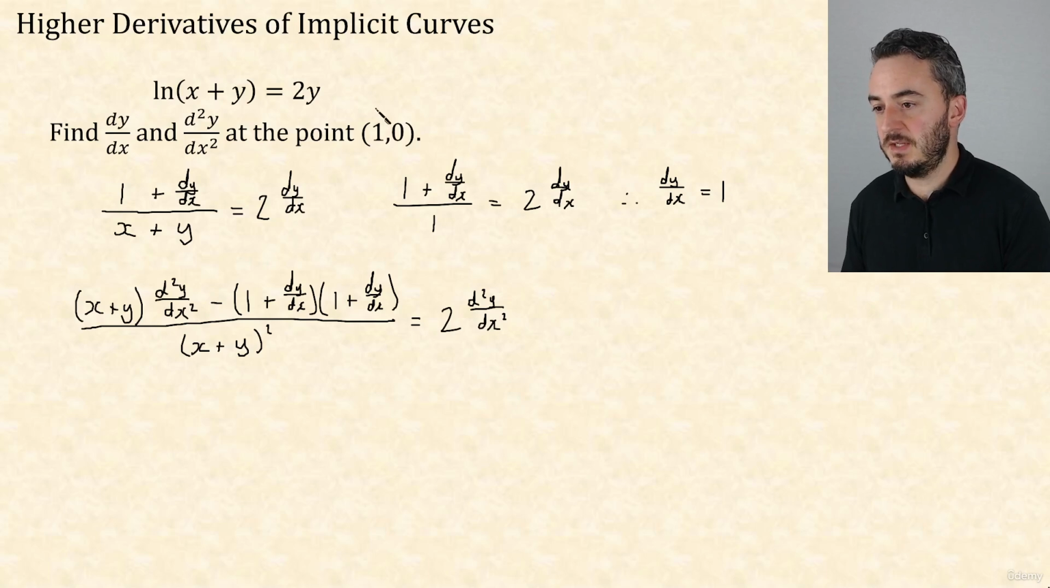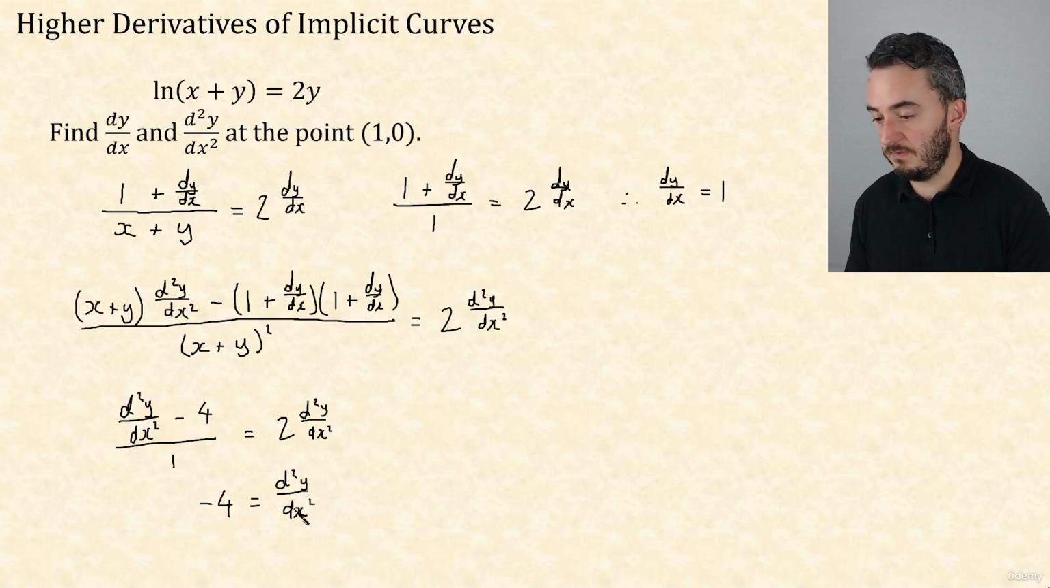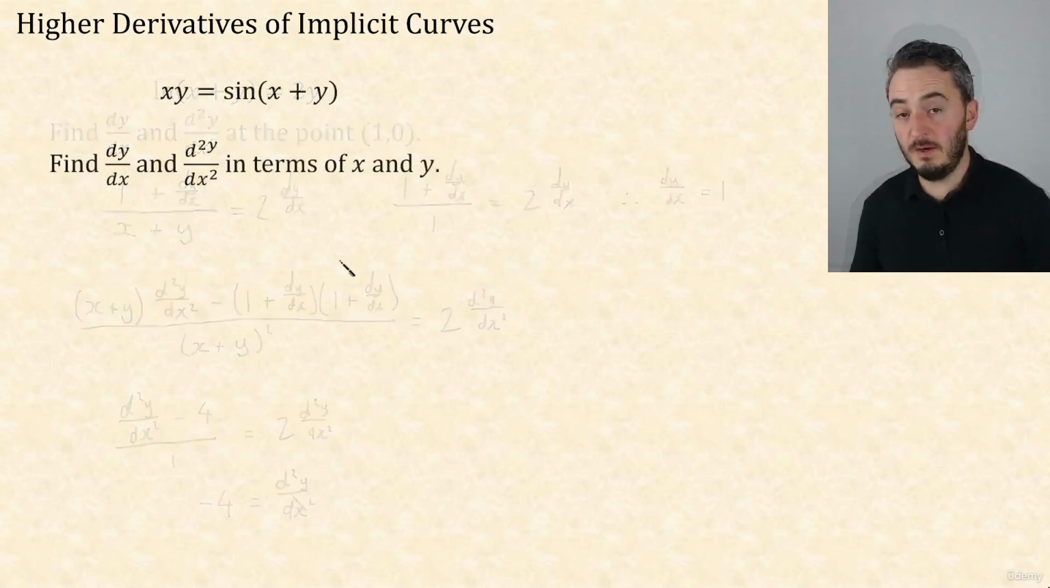Now, differentiating this side, that's just 2 times the second derivative. So I can now sub in x = 1, y = 0, dy/dx = 1. So what is that? That's 1 + 0, so it's just the second derivative here, d²y/dx², minus. Now, what is 1 + dy/dx? That's 2. So that is 2 times 2, that's 4, so over 4. x + y is 1, so that's just 1, and that equals 2 times the second derivative. So subtracting d²y/dx² from both sides, I've got minus 4 equals the second derivative. So there we have the value of the second derivative there. And we're done.